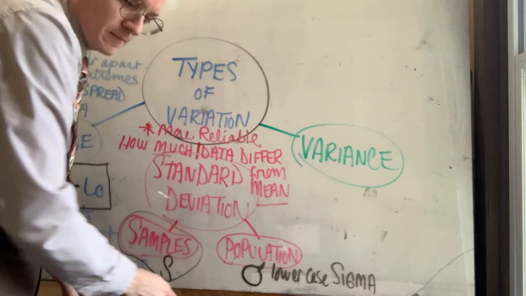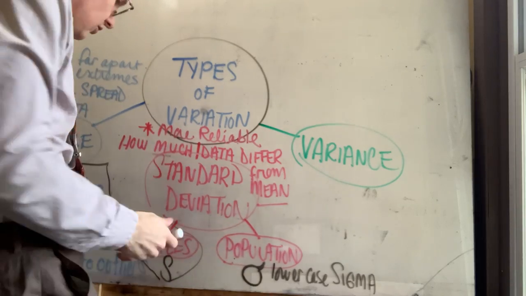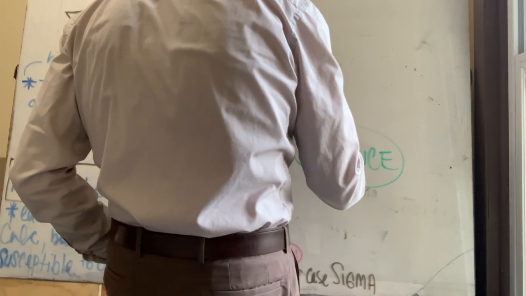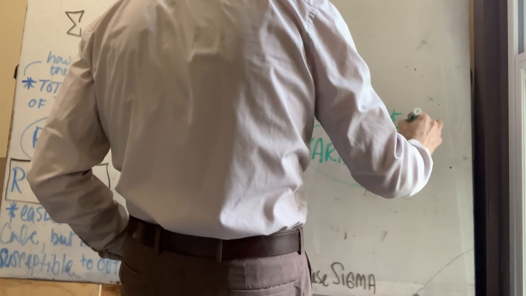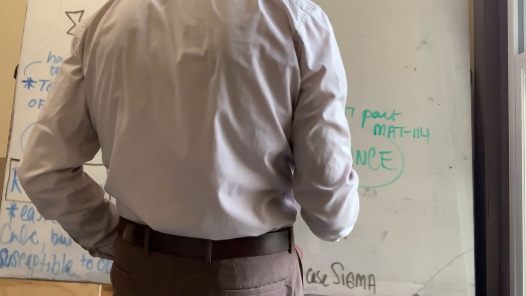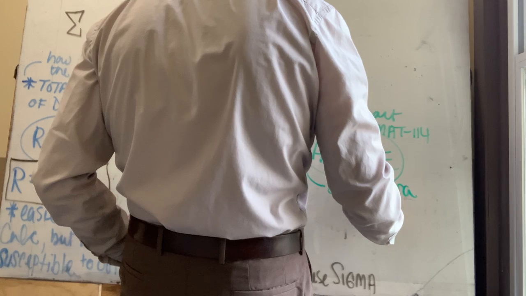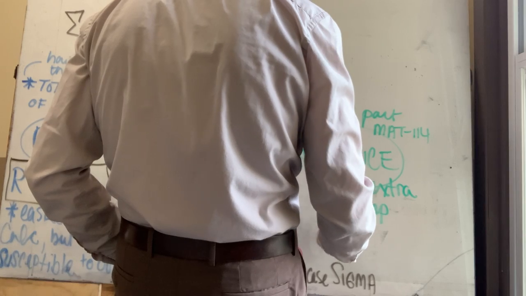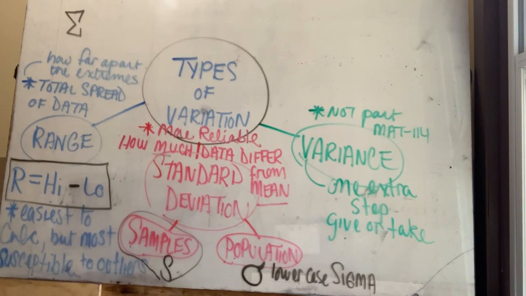Variance. I hate to use green because I don't think it's going to write, but you are not responsible for it. It's not part of MAT-114, but the truth is it's just an added step. Give or take, see the squaring or just avoiding the square root.